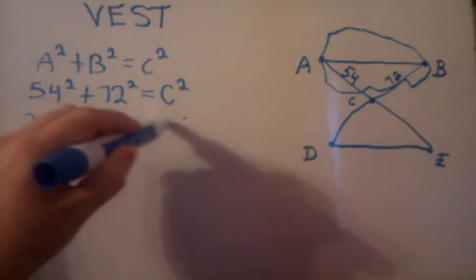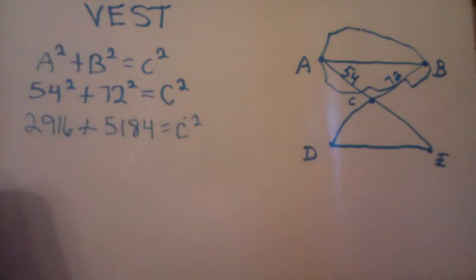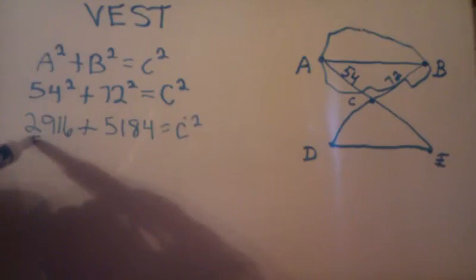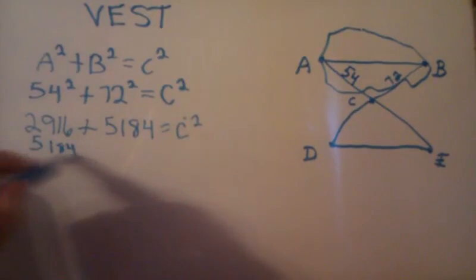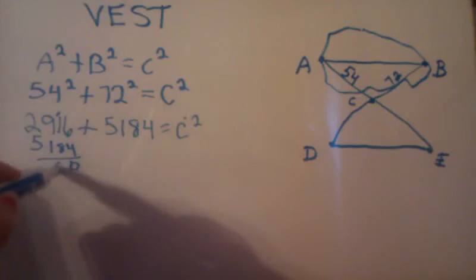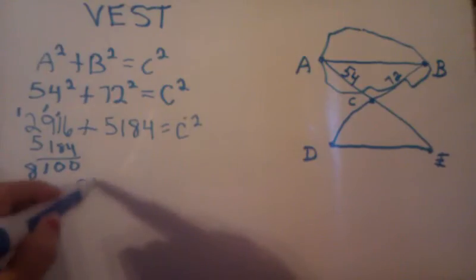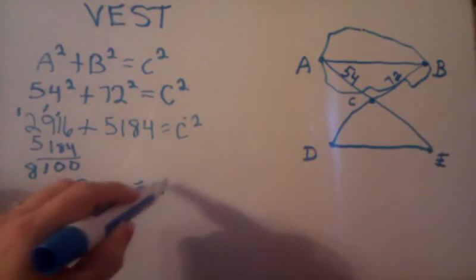5,184 equals C squared. And then he adds these, 2,916 plus 5,184. Anyway, I'm going to do it up and down. 4, 8, 9, 10, 11, 8,100. 8,100 equals C squared.